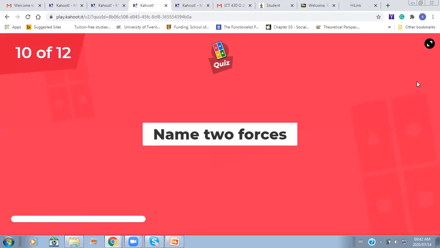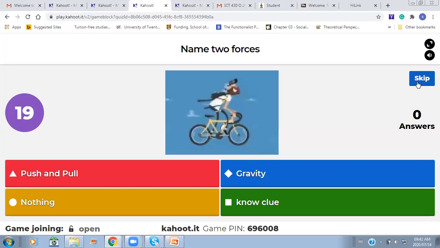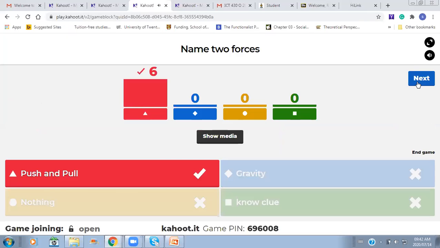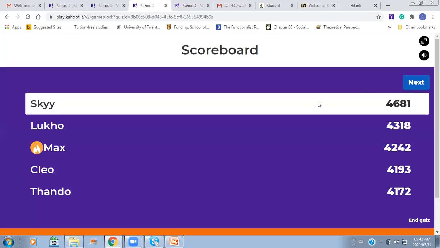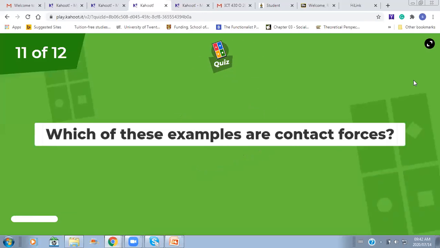Let's go. Name two forces again. Okay, so I repeated this, but it's fine. Those of you who didn't get it, you can get it now. All right, all of you got it. That's good, just to boost your scores. Okay, let's go on. You see Max, Max is burning the flame.